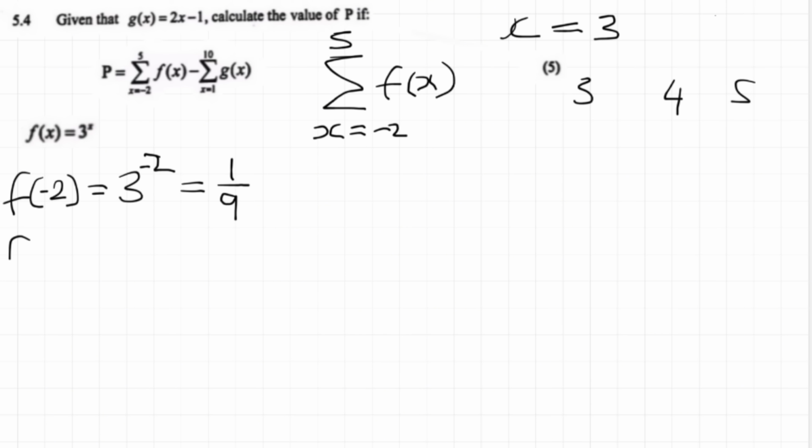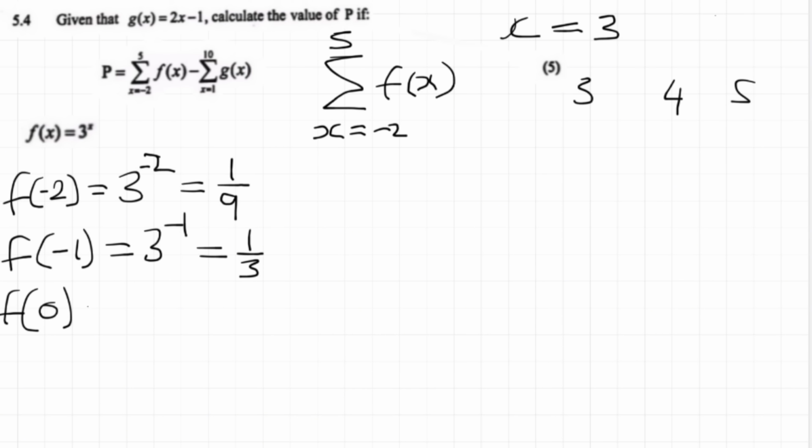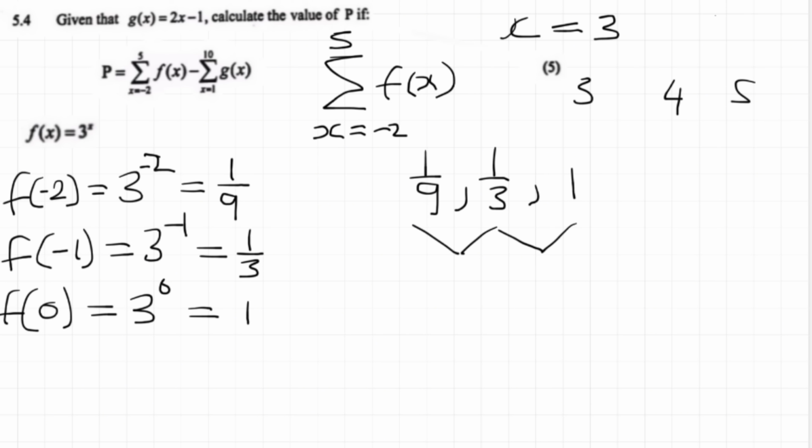So the second term is going to be -1, which is 3^-1. This is going to give us 1/3. And then f of 0, this is going to give us 1. So the first three terms of f of x are going to be 1/9, 1/3, and 1. So let's find the difference or the ratio. Yeah, we can see that this is geometric. 1/3 divided by 1/9 is going to give you 3, and this one is also going to give us 3.